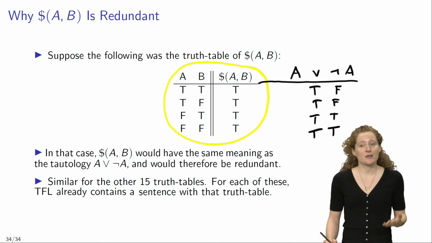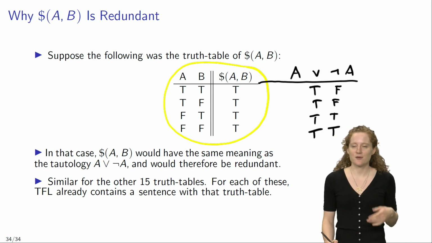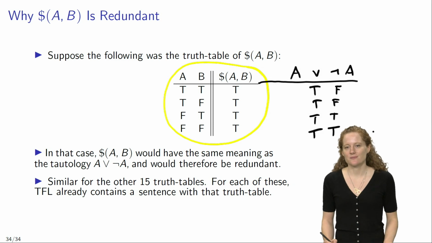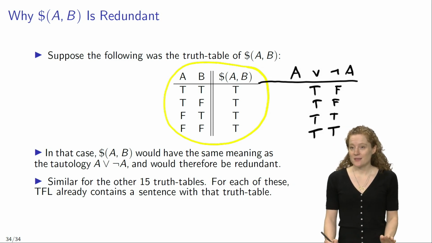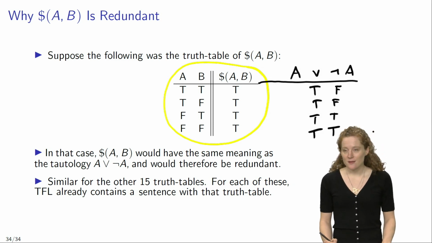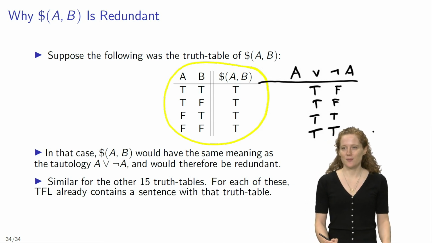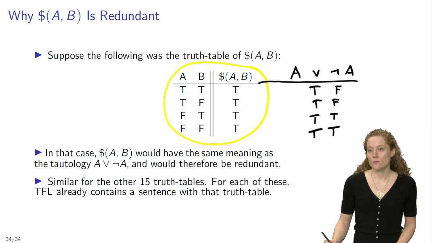And that means that we can, in principle, eliminate every occurrence of the dollar sign by means of A or not A. And that means that if, in fact, this highlighted truth table here was the truth table of $AB, then the dollar sign would be redundant.